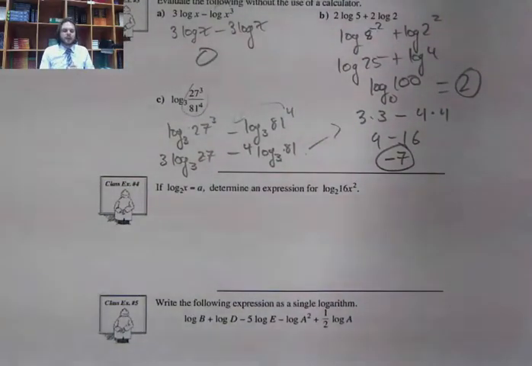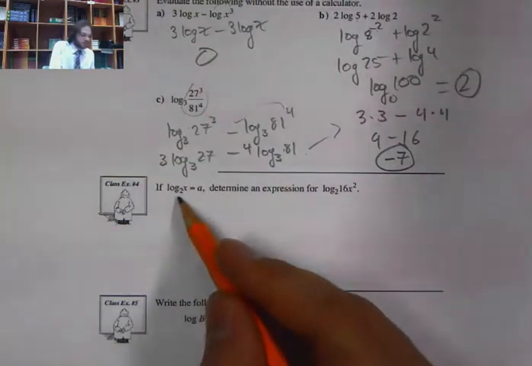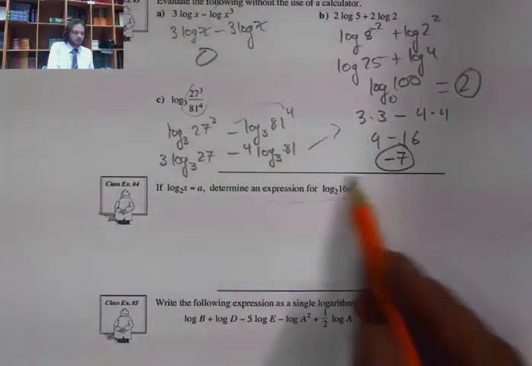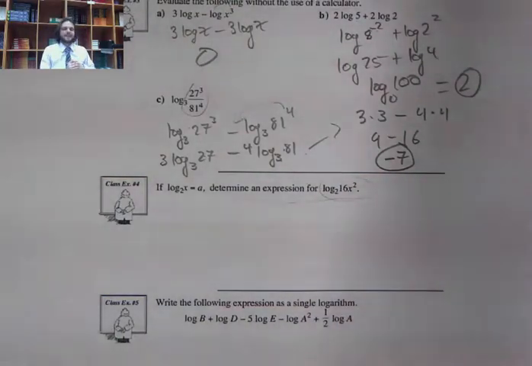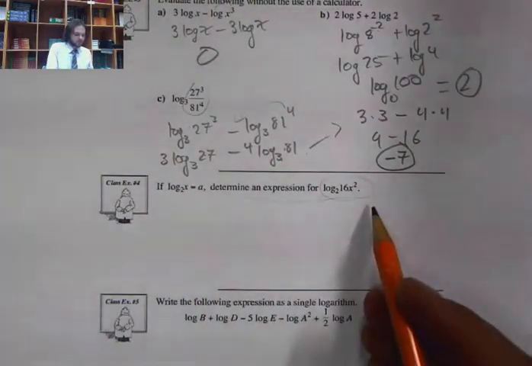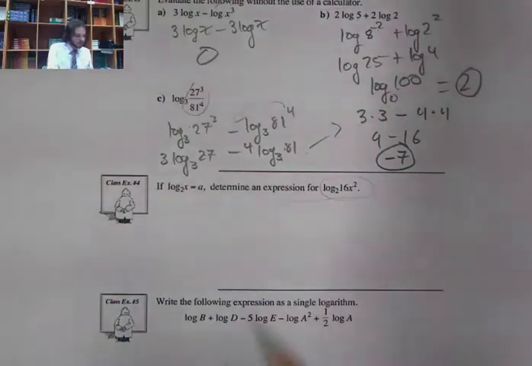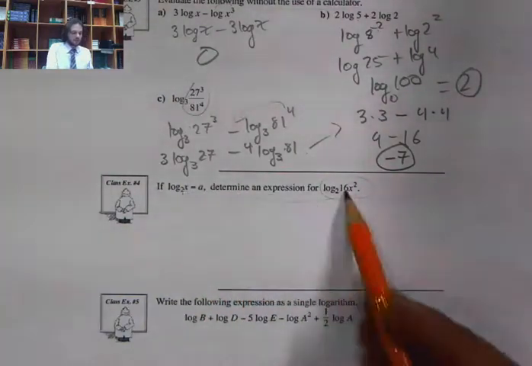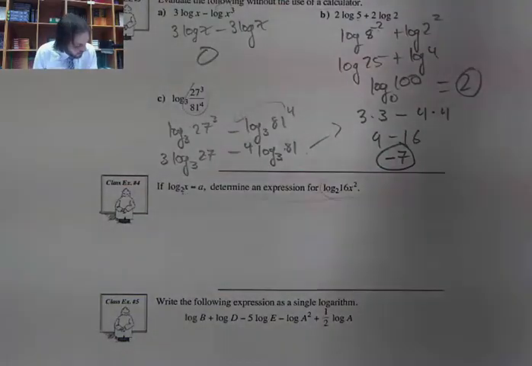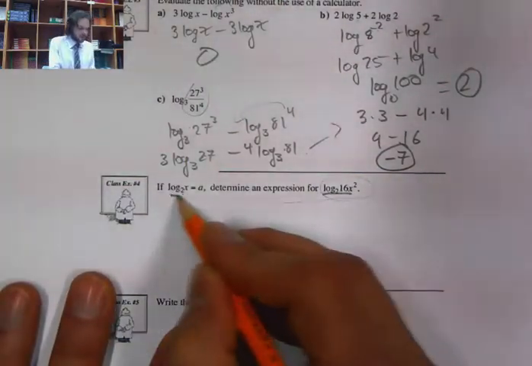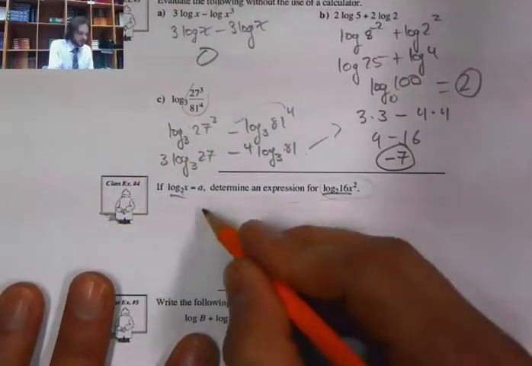It says, if log base 2 x is equal to a, determine the expression for log base 2 16x squared. All right. Let's take a look at this here. What does it want us to do again? Sorry, log base 2 x is equal to a, determine the expression for that. Okay, so this is a. So I want to put this and make that equal to that.